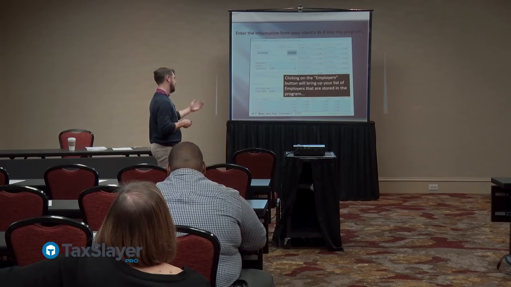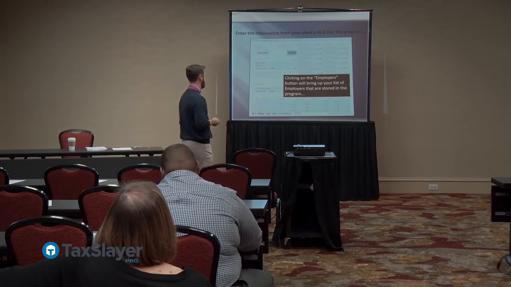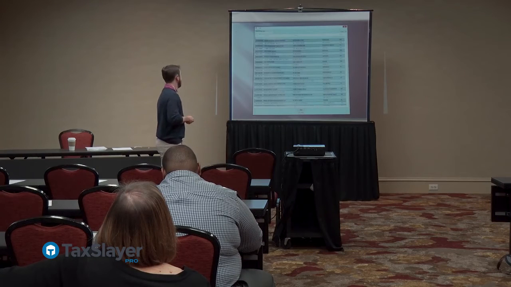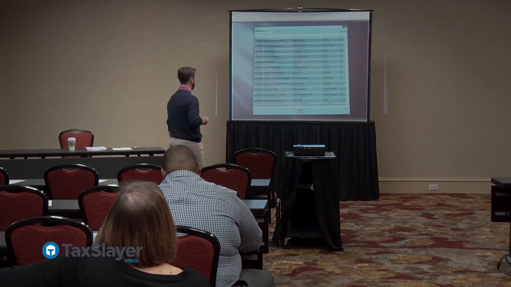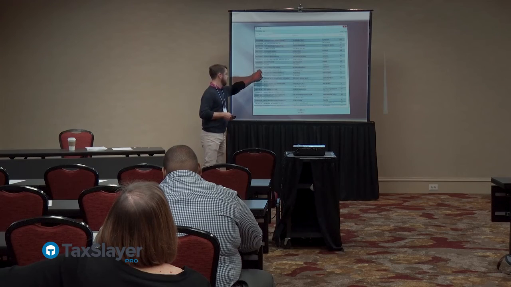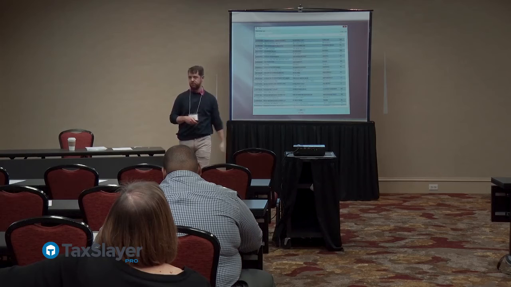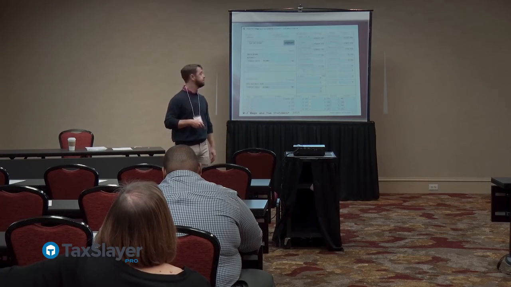Clicking on the employers button will bring up the list of the employers that are stored in the program. So this one looks like we've got quite a few listed there. So again, if you wanted Hartford Insurance, you just double click there, and again, all of Hartford Insurance information will then populate on that W-2.